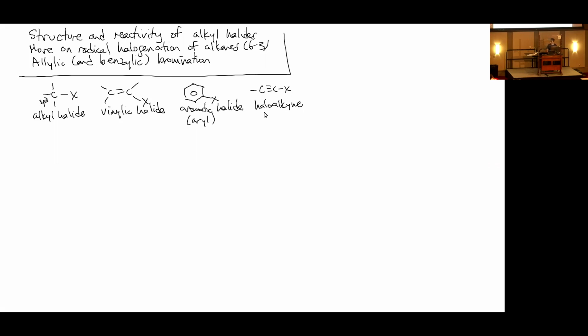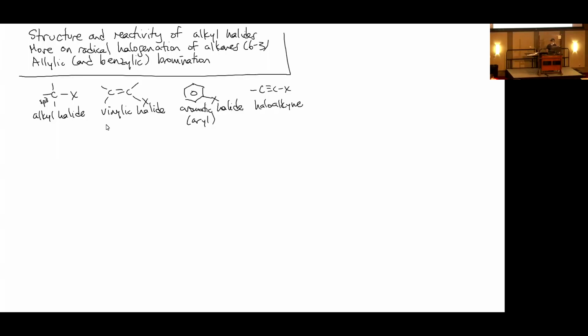Aromatic halides also exist. These can also be called aryl halides, A-R-Y-L. The two terms are interchangeable. And I really do have to throw in haloalkynes as well. I don't know if we're gonna run into too many of those. They're not common. They're pretty reactive, but they do have a carbon halogen bond. So I guess they do belong in this same category. So all of these belong in the same general class of halogenated organic compounds, let's say.